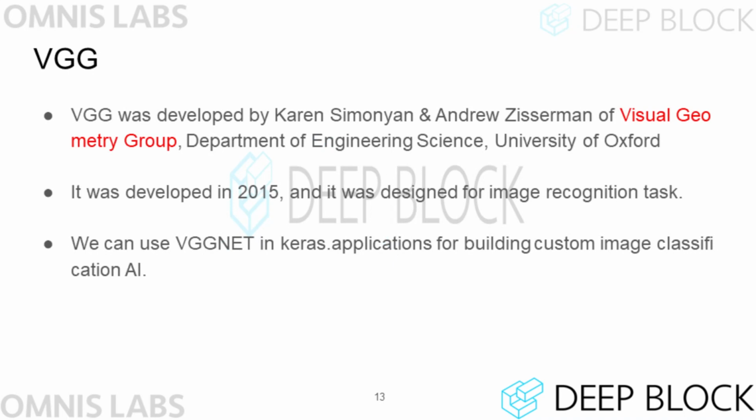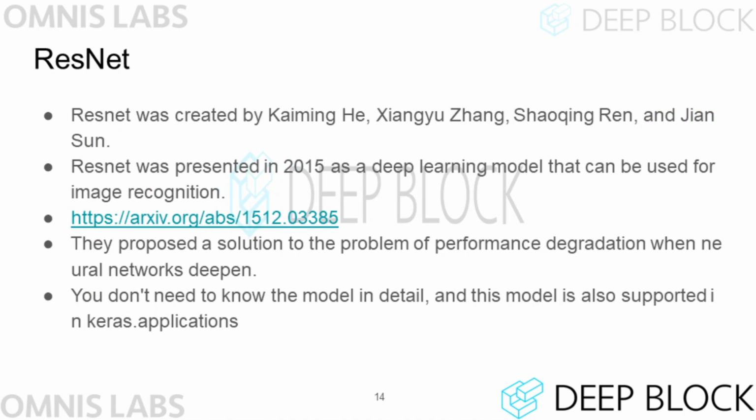VGG is a neural network model developed at Oxford University, developed as a model that can be used for image recognition in 2015. Keras also supports the VGGNet model. ResNet is an abbreviation for Residual Neural Network and was devised by Kai-Ming He in 2015. This neural network model improved the performance degradation that occurs when the number of layers is increased and has received a lot of attention worldwide.